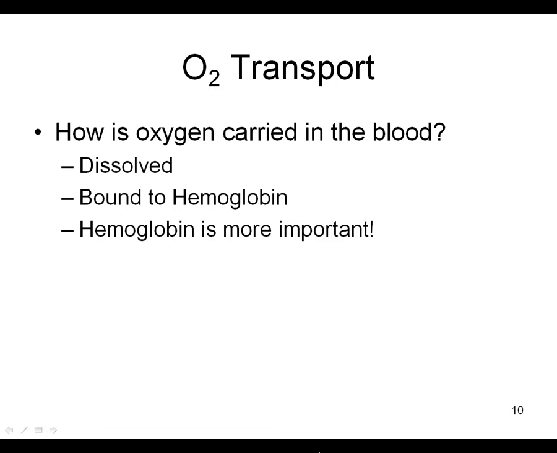Now, once we get this oxygen in the blood, how are we carrying it? 2 ways. Dissolved, which is a very small part, and bound to hemoglobin. And hemoglobin is the major part, so hemoglobin is more important. If we didn't have hemoglobin and just had to rely on dissolved oxygen, our cardiac output would have to be 67 liters per minute. Now, a resting cardiac output is 5.